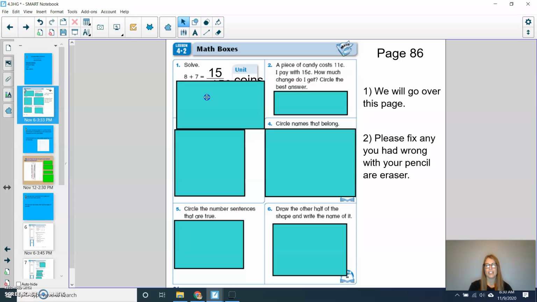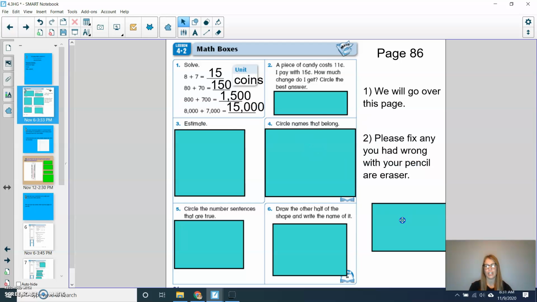First, pay attention to the basic fact: 8 plus 7 we know is 15, and then I'm going to add my zeros. So when I have 80 plus 70, I'm adding one more zero, giving me 150. When I have 800 plus 700, I'm going to add two zeros, giving me 1,500. And when I have 8,000 plus 7,000, I'm going to add three zeros, giving me the answer 15,000. The unit that I chose to use today was coins.